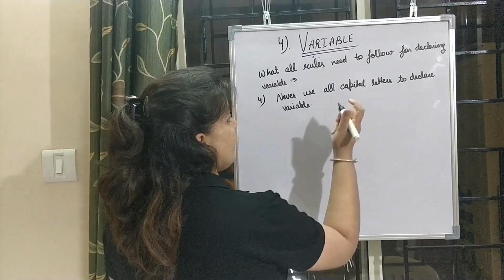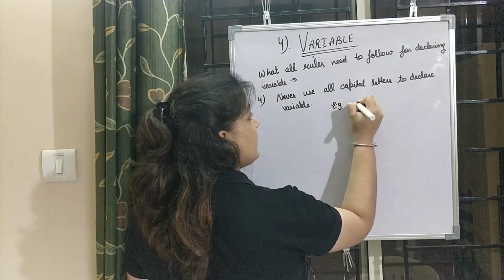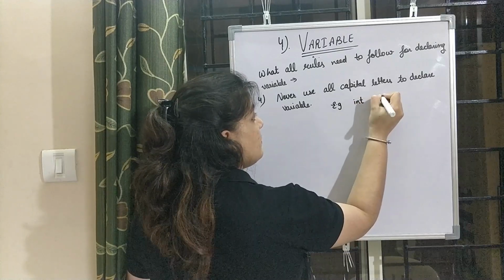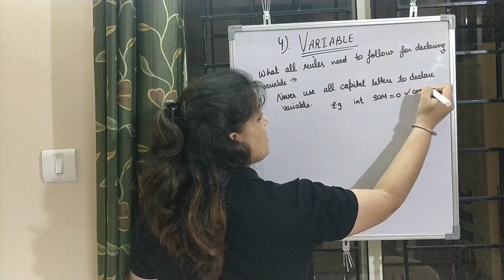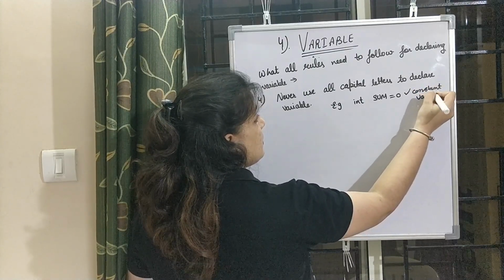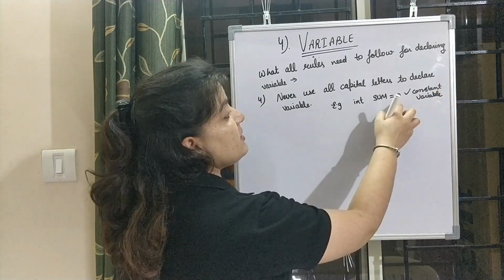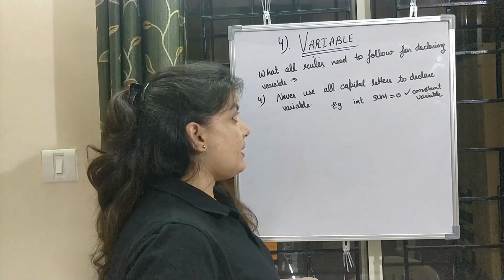For example, if we are taking the example int sum, so this value is known as a constant variable. Okay, it means this value is considered a constant for the sum variable.